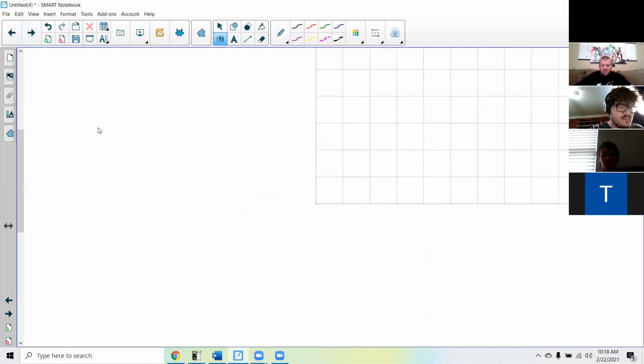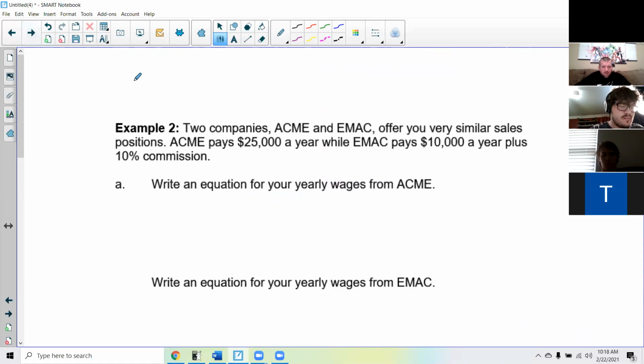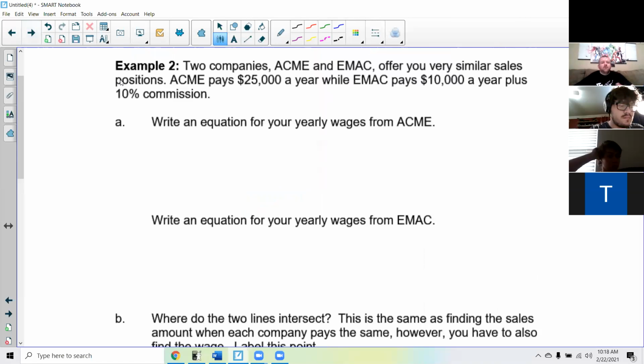There's the graph. I guess you could use that one if you wanted. Doesn't matter. So then this will involve two equations. So this will be a little bit more interesting about the problem. Okay. So it says two companies, Acme and Emac, offer you very similar sales positions. Acme pays you $25,000 a year, while Emac pays you $10,000 a year plus 10% commission. So it says write an equation for your yearly wages from Acme.